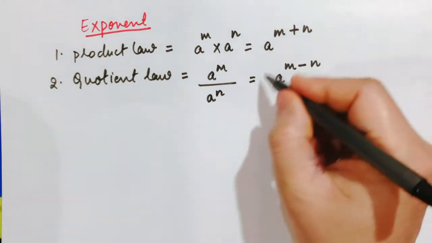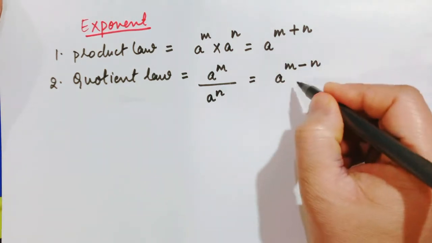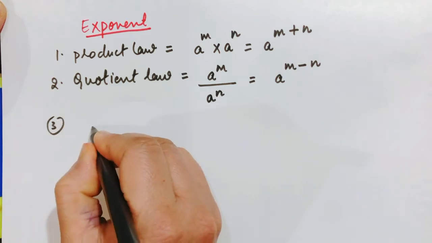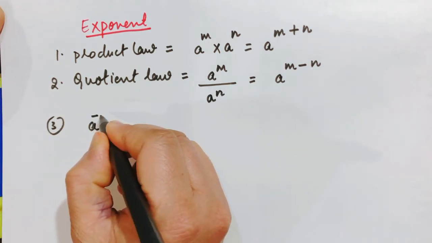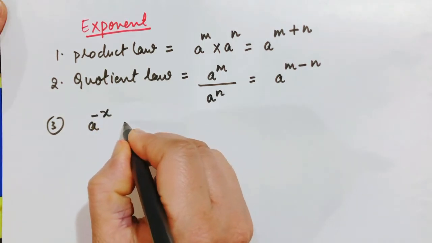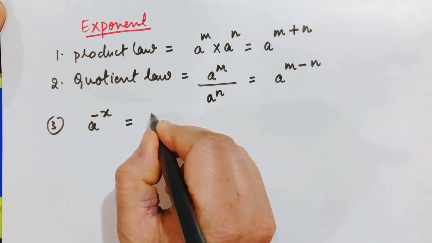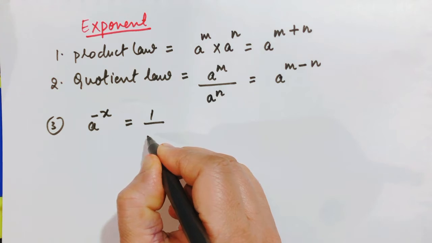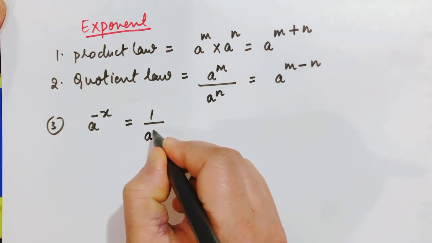Now sometimes over here you might get a negative power. If you get a negative power, for example a to the power minus x, then you can make it positive by converting it into its reciprocal, 1 by a to the power x.